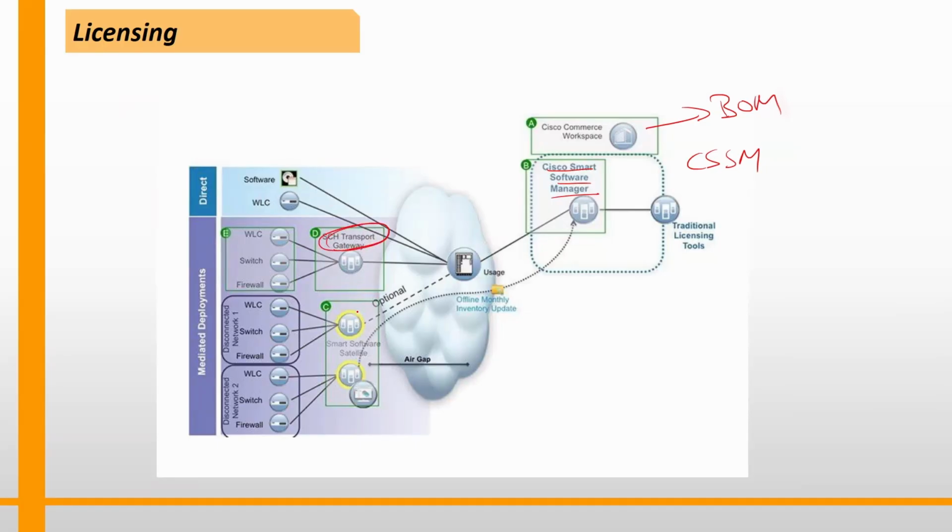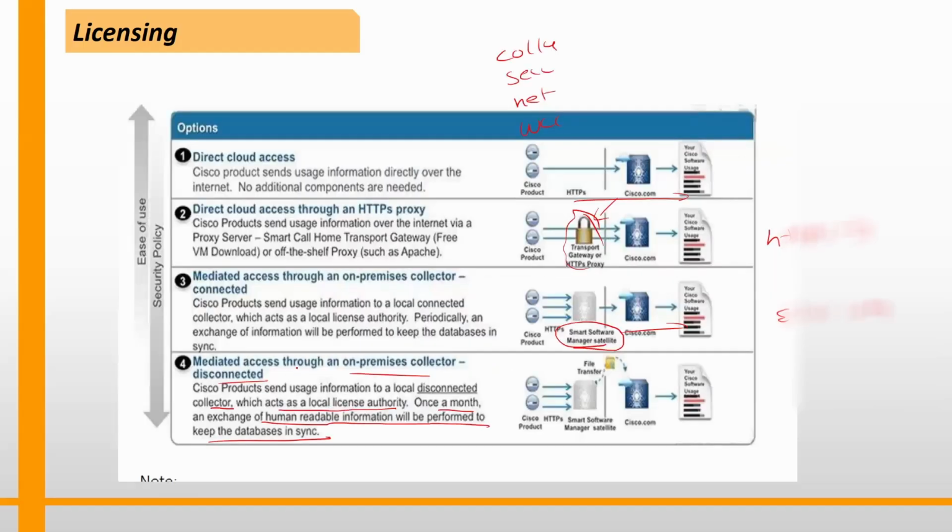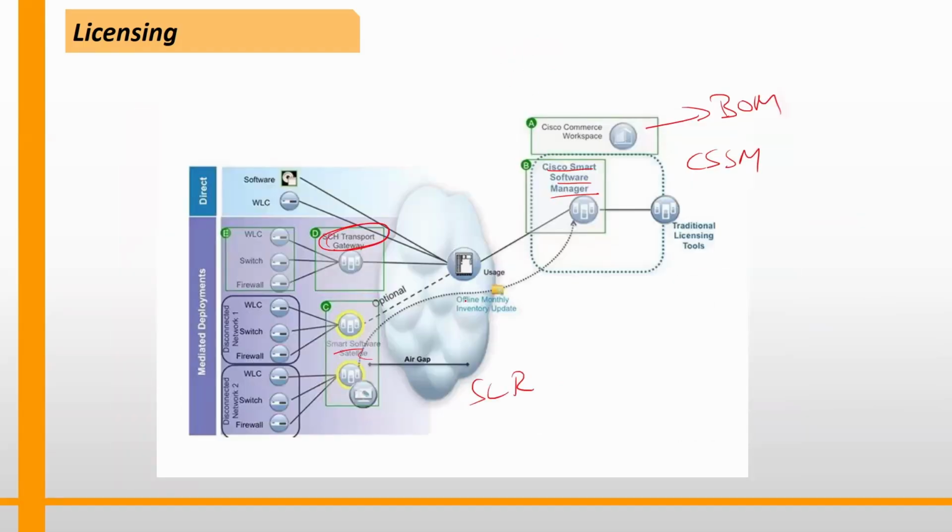Or else, if you want to use Cisco's Smart Software Satellite, you can use that. If it is an air gap, then you can synchronize one time, or you will get a file. So you can use the SLR license there if it is an air gap. And also, offline monthly inventory update is there, which we saw here, this fourth one. Monthly, you can just synchronize manually. And in the air gap, you can use an SLR license.